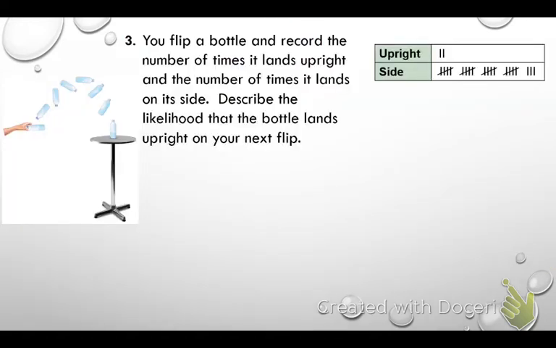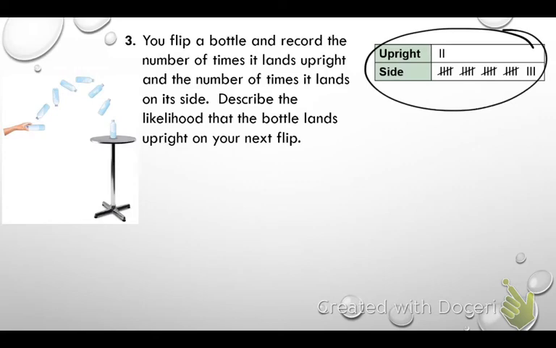All right, so unfortunately, when we did our experiment, nobody actually landed it upright. But let's look at experiment number 3. You flip a bottle and you record the number of times it lands upright and the number of times it lands on its side. Let's look up here and identify the information it's given to us.